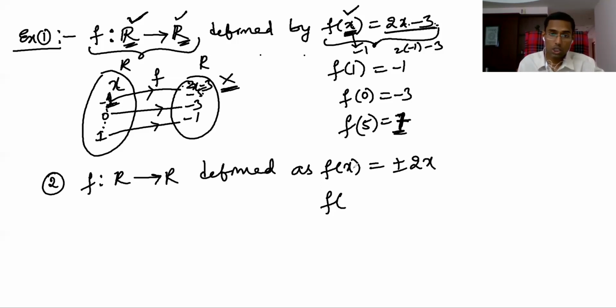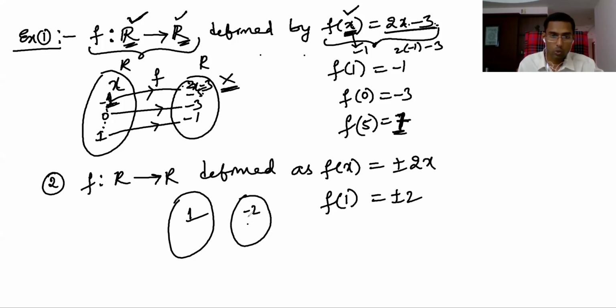But see here, for 1, how many images am I getting? Plus or minus 2. For 1, I am getting 2 images, -2 and 2. So therefore this is not a function. Whenever we have this plus or minus, it's not a function. Like that, this is one case.